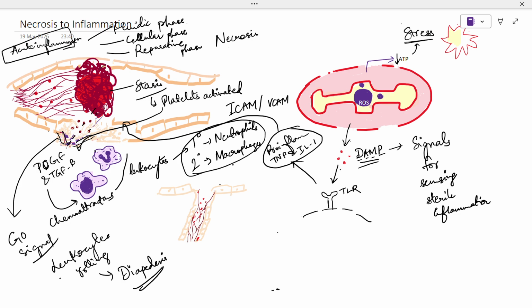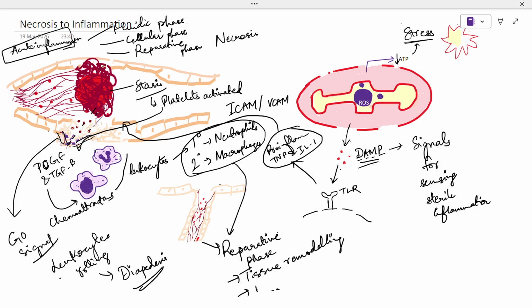And these macrophages now help in the reparative phase of the inflammation, with events namely tissue remodeling and promotion of new vessels.